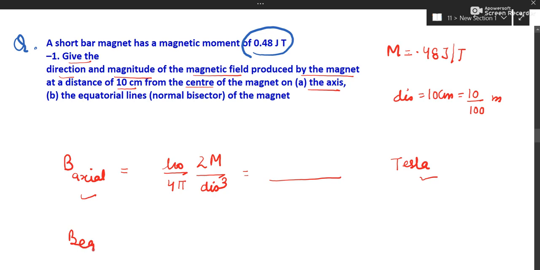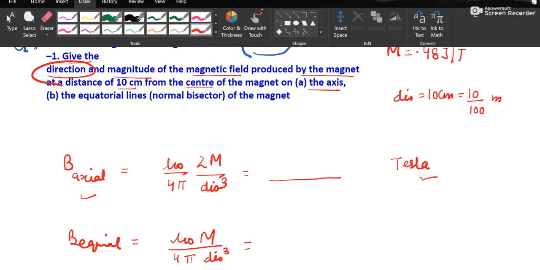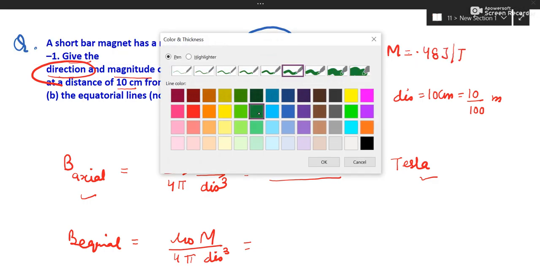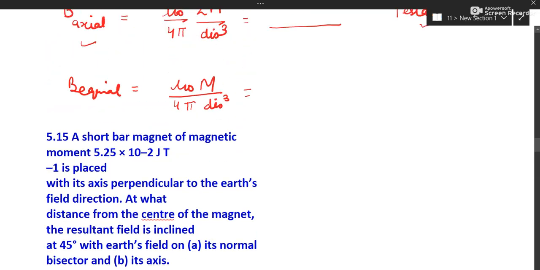For equatorial, you know B equatorial is half of B axial. Otherwise, you can write the complete formula once again, with distance cube, so you can obtain it. Now we'll have to talk about the direction as well. Direction and magnitude. So how to talk about the direction? If you remember the topic, you can easily do that. Else, let us see.